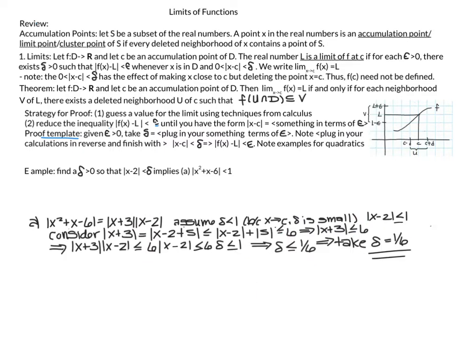And then finally what I have is x plus 3 is less than or equal to 6. And when I come back to look at x plus 3 times x minus 2, that's going to be less than or equal to 6 times my x minus 2, which is less than delta. So what I get is delta is less than or equal to 1/6, so I'm just going to take delta equal to 1/6.